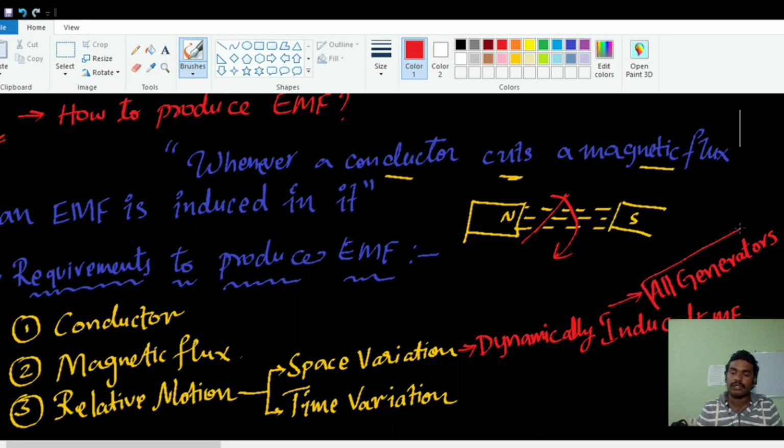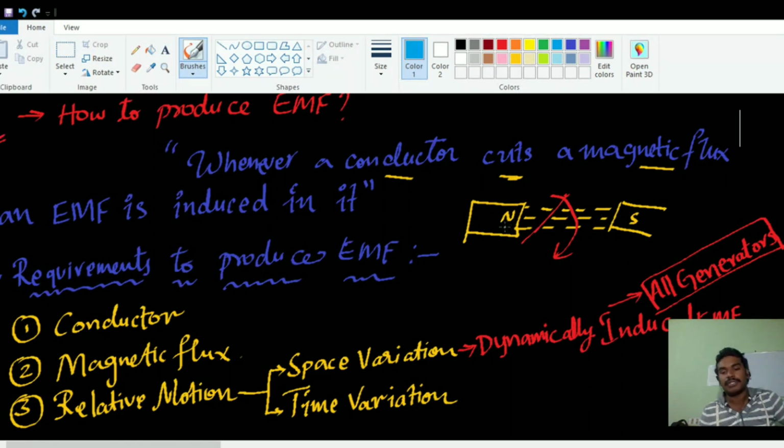Okay, all generators have dynamically induced EMF. Now we will talk about time variation. So what is time variation? It means that with respect to time, there is some variation. So what is actually happening?